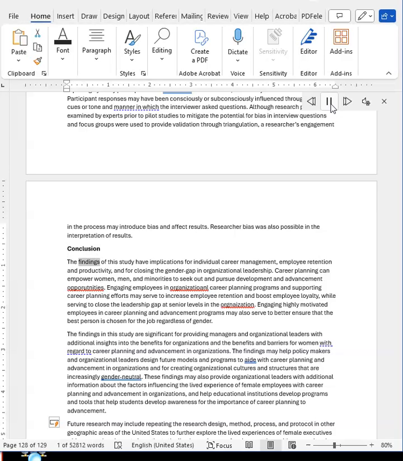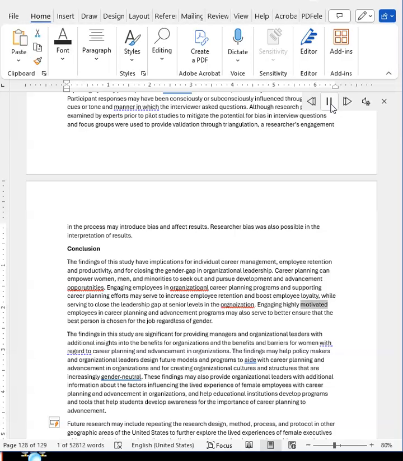Conclusion. The findings of the study have implications for individual career management, employee retention and productivity, and for closing the gender gap in organizational leadership. Career planning can empower women, men, and minorities to seek out and pursue development and advancement opportunities. Engaging employees in organizational career planning programs and supporting career planning efforts may serve to increase employee retention and boost employee loyalty, while serving to close the leadership gap at senior levels in the organization.